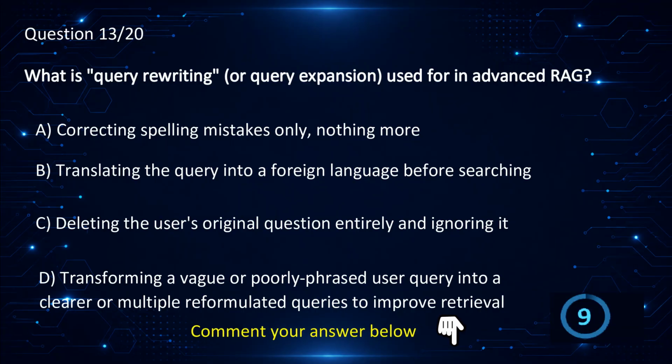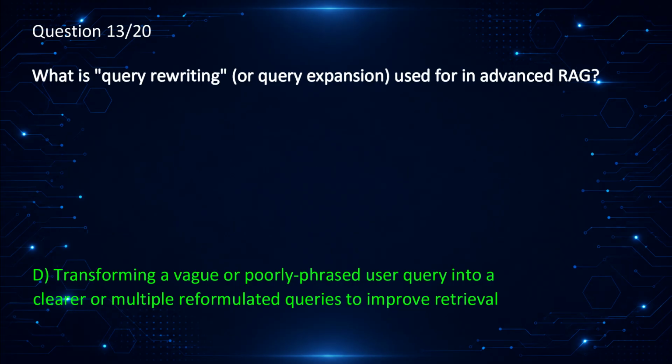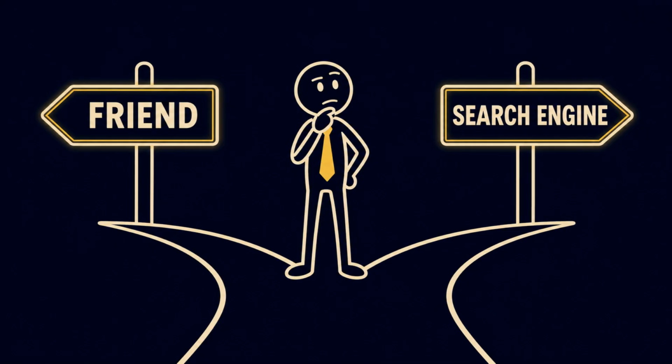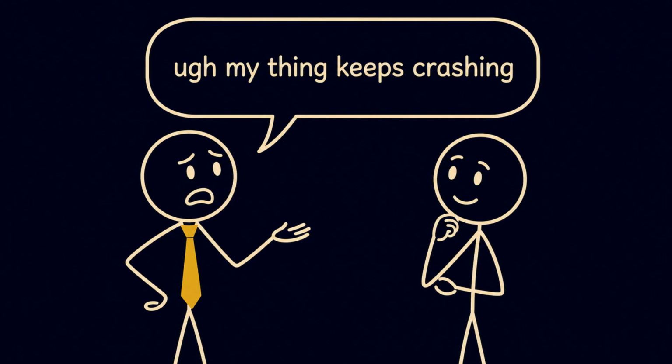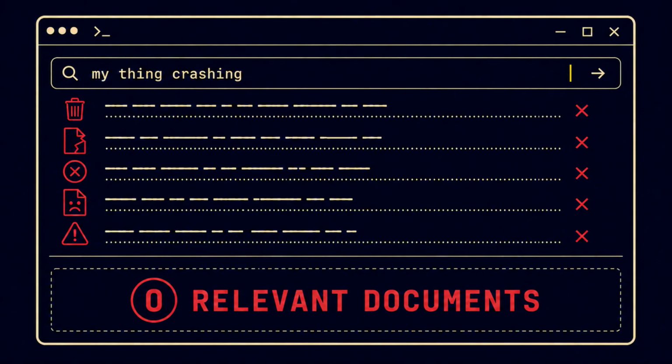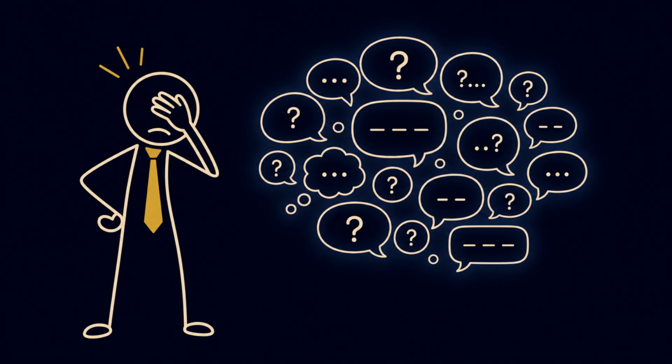What is query rewriting used for in advanced RAG? The answer is option D. Think about how you would phrase something to a friend versus a search engine. To a friend, you might say, "My thing keeps crashing. Any idea why?" Vague, full of context they already have. Type that into a search engine and you get garbage, because "my thing" and "crashing" alone don't retrieve anything specific. Real user queries are often exactly like that.